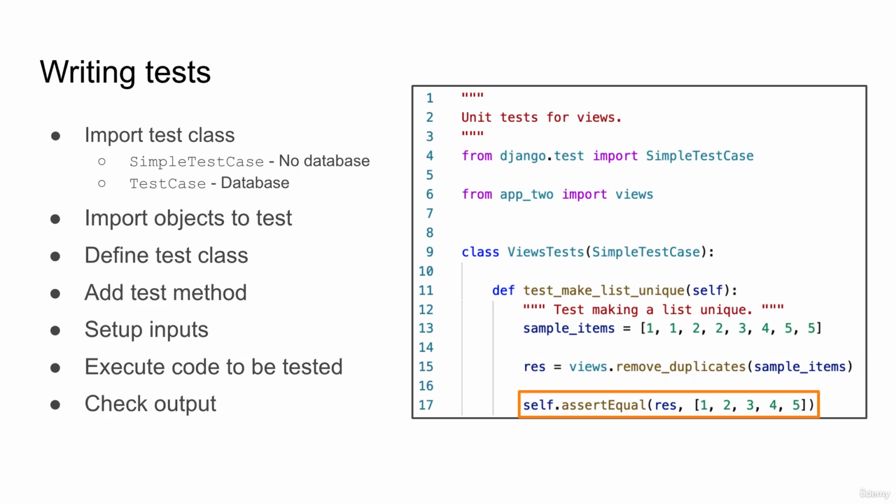Then you have the assertions. So this is what checks that the code did what it was expected to do. So in this particular case, we're checking that the response is equal to the list of unique items that we define. So in the inputs, we had sample items, which had duplicates for 1, 2, and 5. And we just want to make sure that the list that was returned is just 1, 2, 3, 4, 5. So there's no duplicates in the list. So if this equals true, then the test will pass. However, if the response is not equal to this list, then the test will fail, and you'll get some information on the screen about what was different.